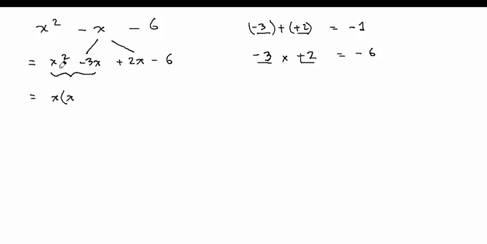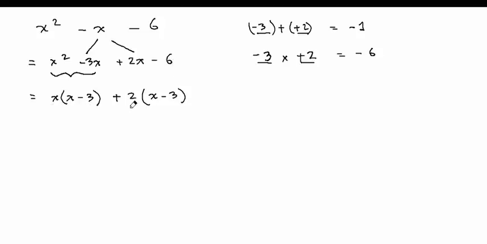x times x is x squared, minus x times 3 is 3x, plus the common factor between 2x and 6 is 2. If you take a 2 out of a 2x, you're left with an x. And then if you need a 6, this minus comes down here. Or let's say we need a negative 6, whichever way you want to look at it. 2 times negative 3 is negative 6.